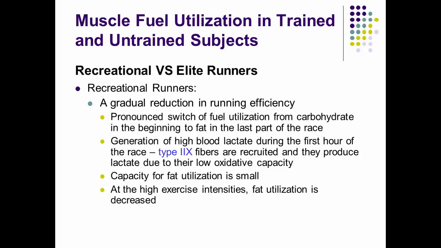So you have a more significant switch from carbohydrate at the beginning to fat in the later stage of exercise, right? And the second thing is that they have a higher lactate production because they recruit more type 2X fibers during the exercise. In other words, the recreational runner's skeletal muscle has a higher percentage of type 2X fibers. That's why they make more lactate and have lower oxidative capacity.